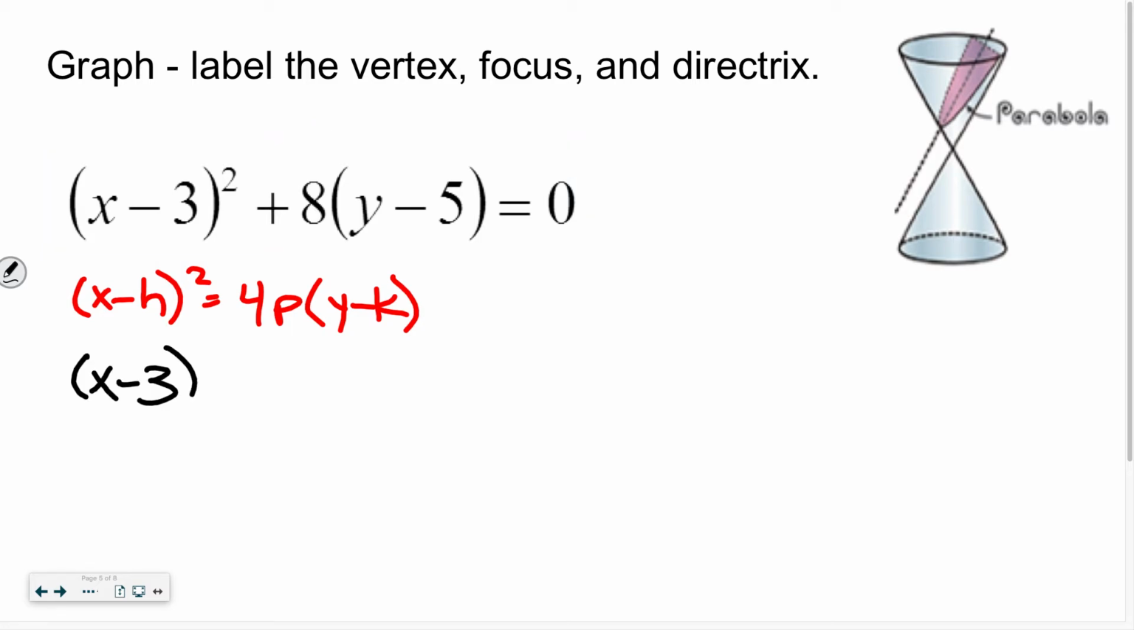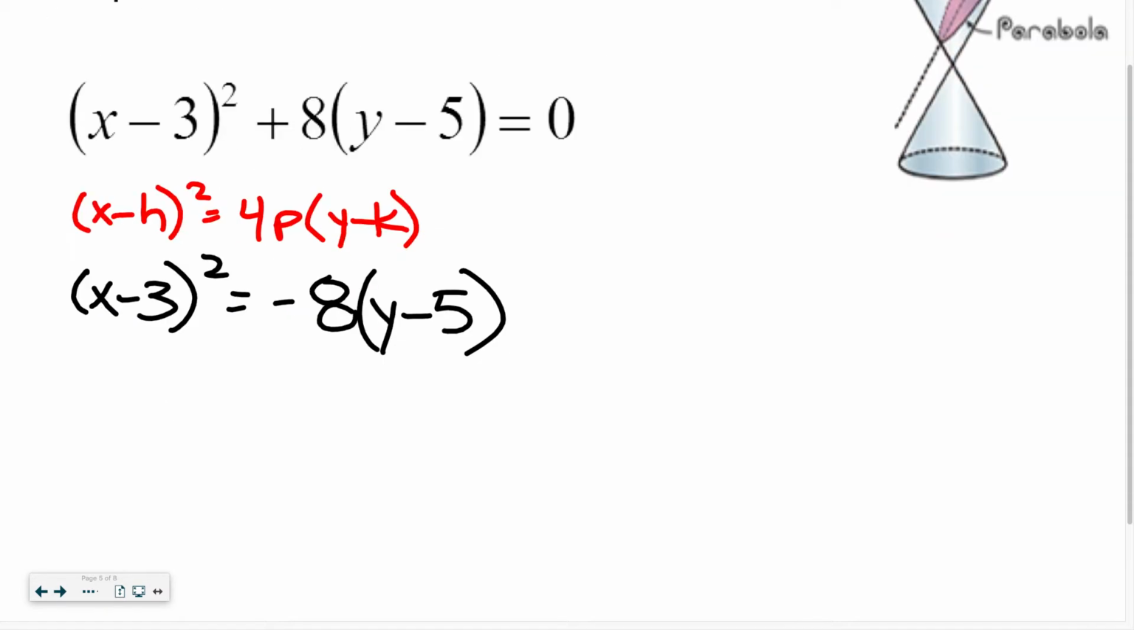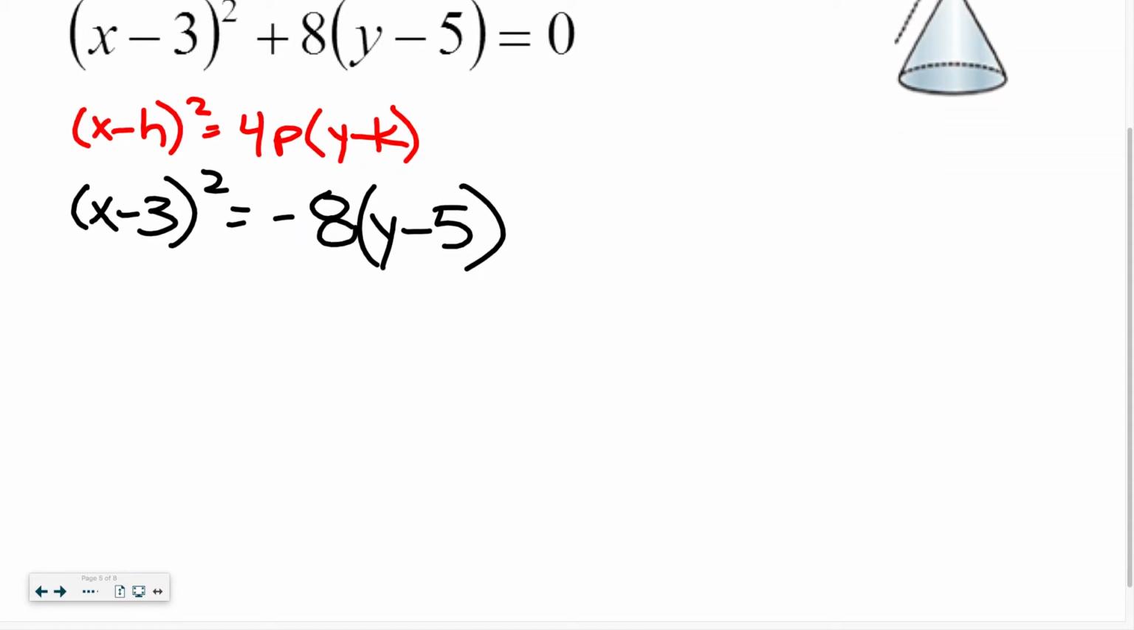So this is x minus 3 quantity squared equals 0 minus, which is just going to be negative 8 times the quantity y minus 5. So first off, you have to make sure it looks exactly like the forms that I gave you. If there's something being multiplied in front of the x minus h squared, you have to divide that away. That's part of the p. It needs to be on the other side. You need to have x minus h squared all by itself, nothing else over there.